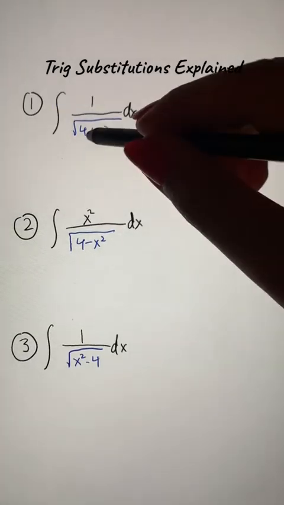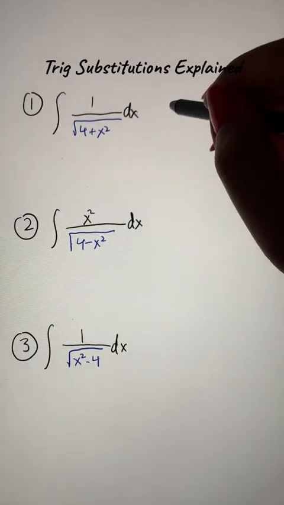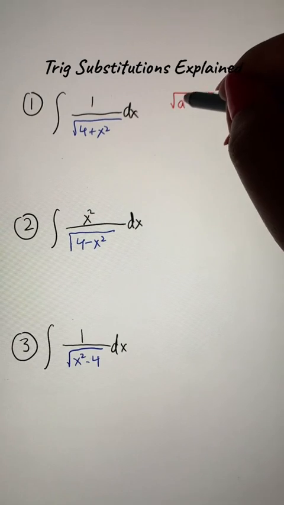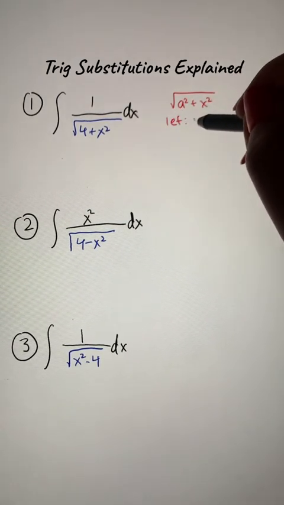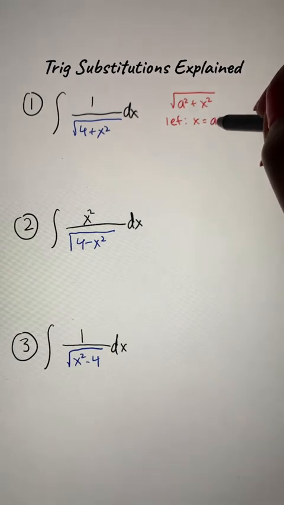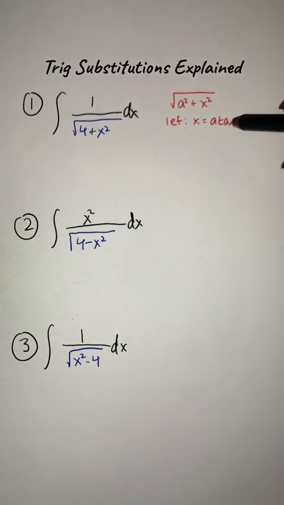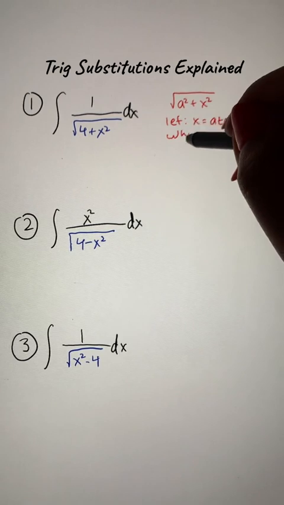In the last 3 videos that I posted, I solved these 3 integrals and each of them had a different trig substitution. So I want to explain why those trig substitutions worked. Where did they come from? So in the first one, we had a square root of a number plus x squared. We let our x equal a tan theta. Why? Why did we let our x equal a tan theta?